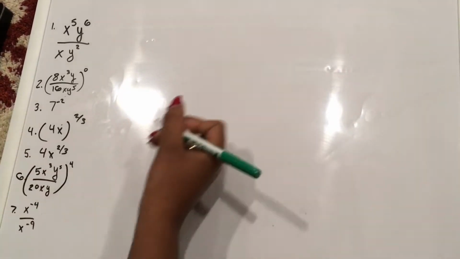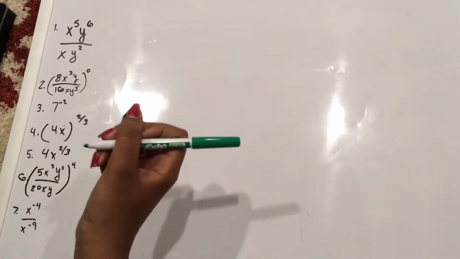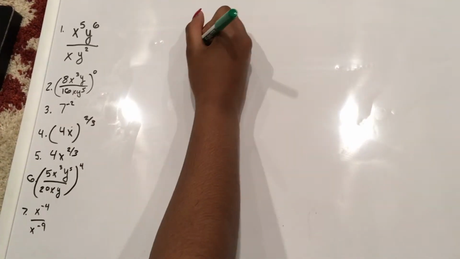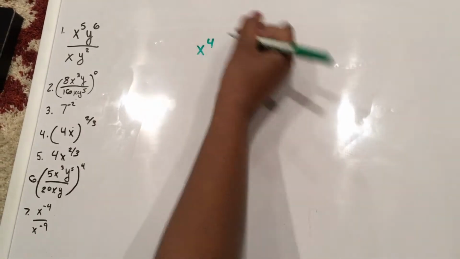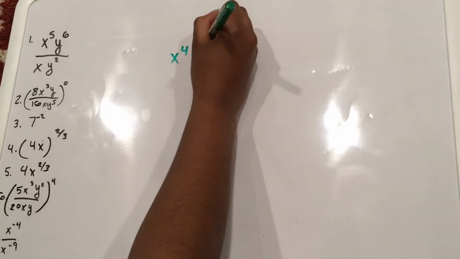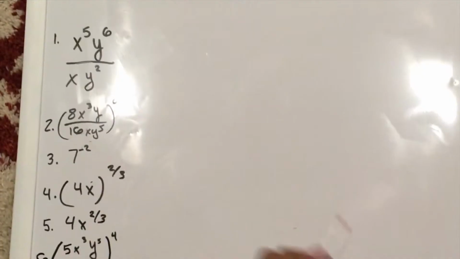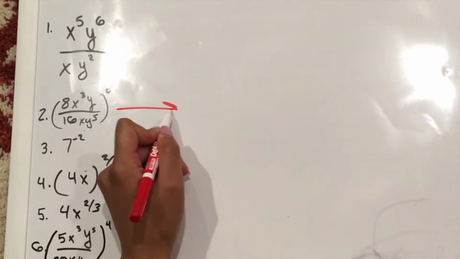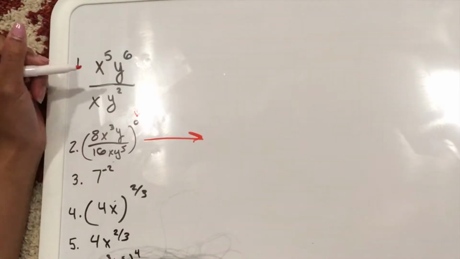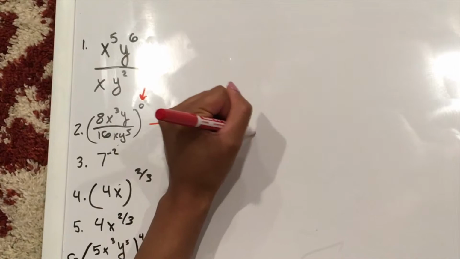So let's look at question number 1. We want to subtract the denominators from the numerators. So 5 minus 1 equals 4, and 6 minus 2 also equals 4. So this would be the answer to question number 1. Now looking at problem 2, it may seem a little bit complicated, but if you look closer, it is all raised to the power 0, therefore it equals 1.